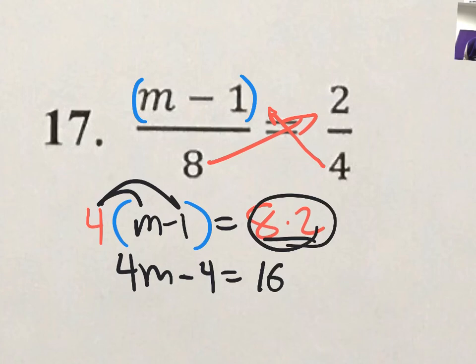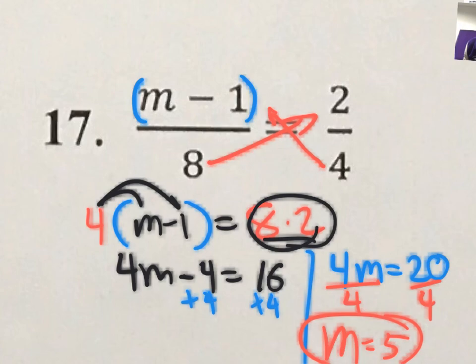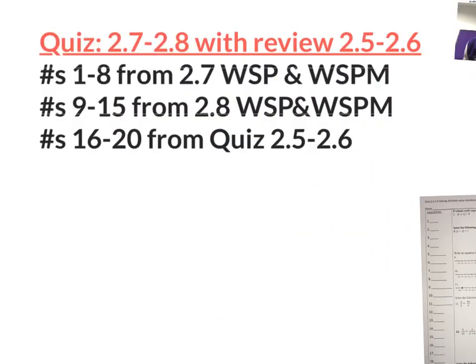So that's our new equation. We're going to go plus 4. 4m equals 20. I ran out of space. I'm writing to the side right here. Divide by 4 on both sides. M equals 5. So I hope we have a good understanding of what's going to be on the quiz tomorrow.